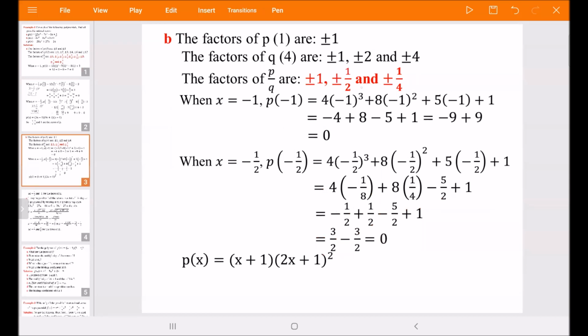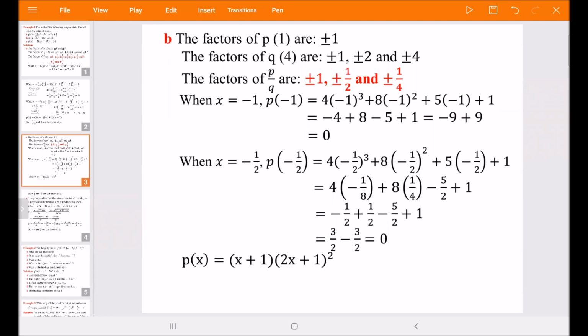Minus 1 cube is minus 1, minus 1 times 4 is minus 4. Minus 1 square is 1, 1 times 8 is 8. 5 times minus 1 is minus 5. Then we have positive 1. 1 plus 8 is 9. Minus 4 minus 5 is minus 9. Minus 9 plus 9 is equal to 0. We have obtained one rational zero of this polynomial.